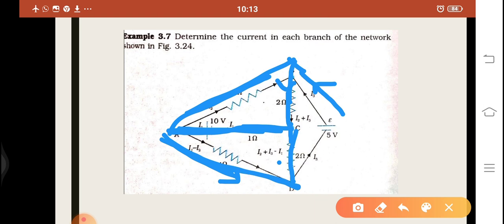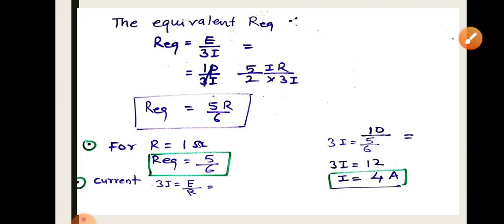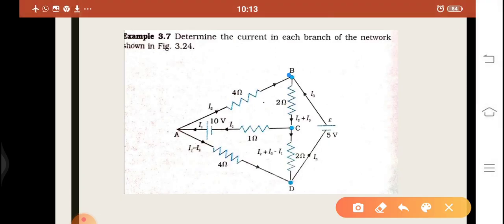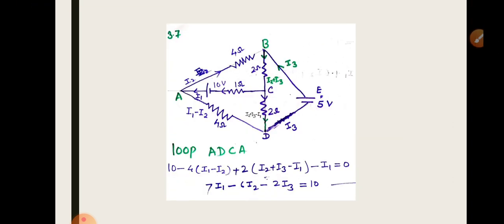Now I1 minus I2 here, and in this branch we have I2 plus I3 minus I1. So when these two currents meet, here only I3 current will remain. Now we can take loops. First we will take this loop A, B, C, D, A, that is ADCA.